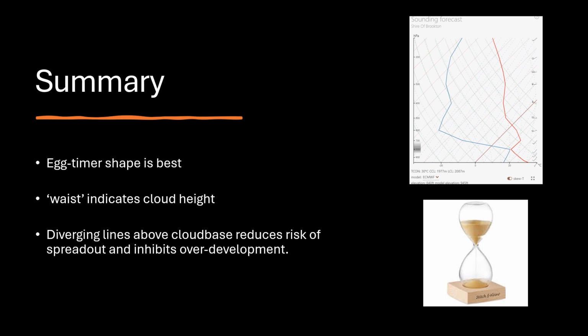In summary, one simple message to remember is that an egg timer shape with a tight waist represents a great looking day. The diverging lines above cloud base are useful features. The red line heading back to the right caps off convective development and limits the risk of clouds getting too big. The divergence of the dew point with the blue line heading off to the left shows that the air has given up all its moisture to the cumulus, and it's a good sign that the day won't be spoiled by clouds spread out and the day shutting down early.